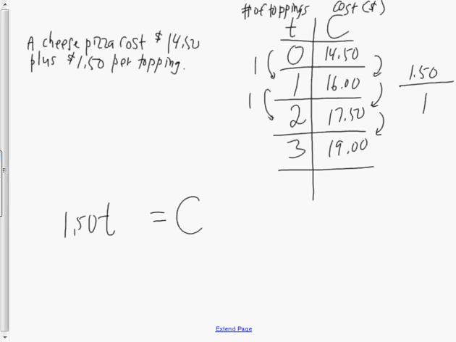So that is my coefficient, and that makes sense because $1.50 multiplied by the number of toppings you buy would be the cost for your toppings, because if you bought 2, it would be $1.50 times 2, which is $3 for your toppings, and so on and so forth.